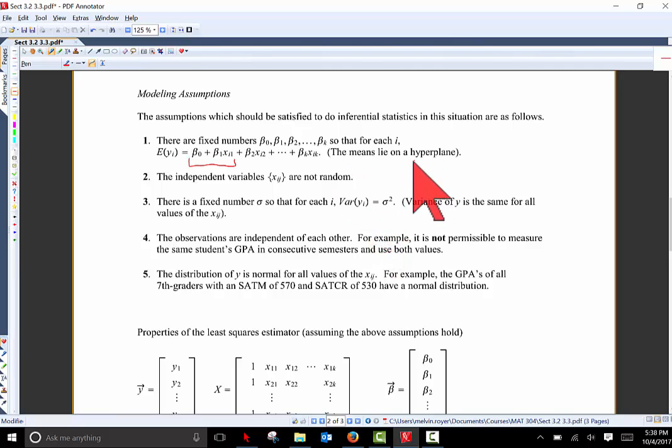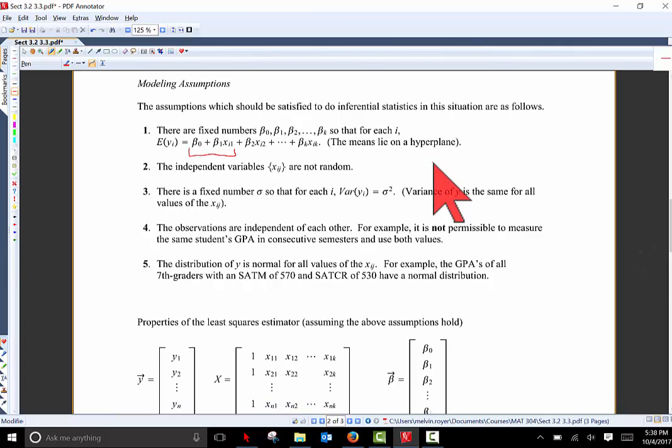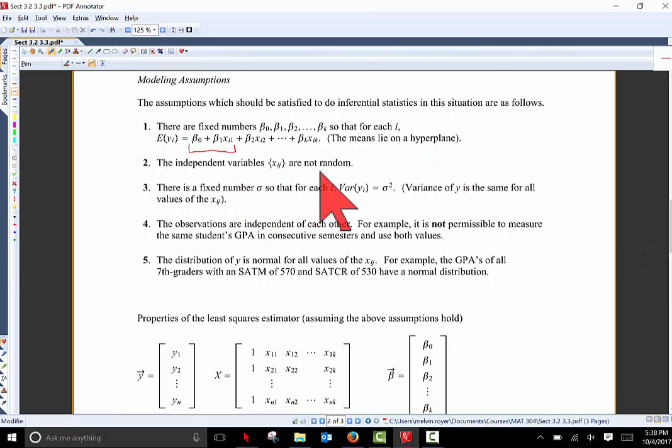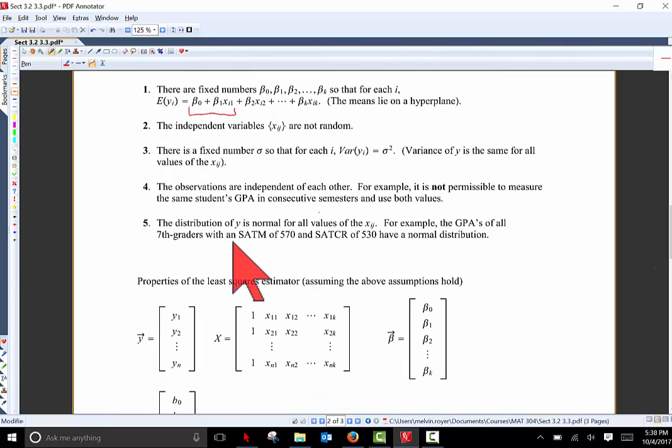Geometrically, this is saying the means actually do lie on a hyperplane. The actual data points will be scattered near the hyperplane, but on the average, if you average things out, they would lie on a hyperplane. We want the independent variables to not be random, same as before. We want the variances of each of the output variables to be the same numerical value, same as before. We want the observations to be independent.